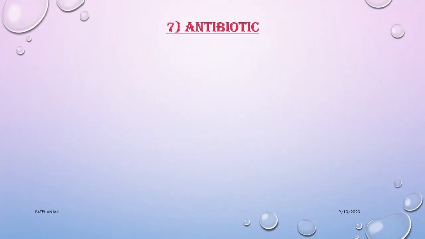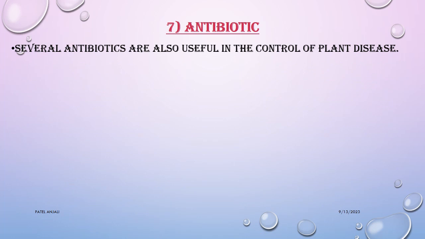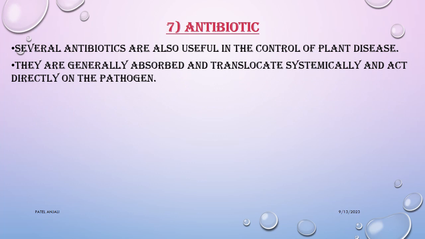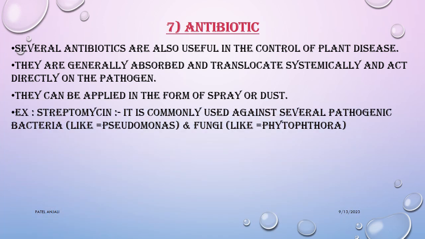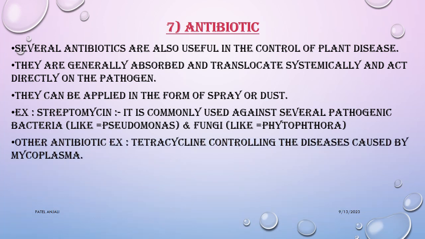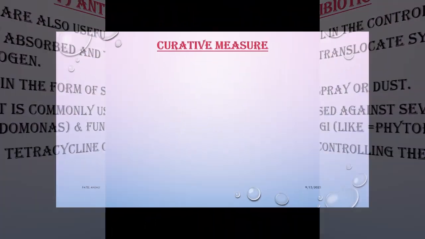Antibiotics: several antibiotics are also useful in the control of plant disease. They are generally absorbed and translocated systemically and act directly on the pathogen. They can be applied in the form of spray or dust. For example, streptomycin is commonly used against several pathogenic bacteria like Pseudomonas and Phytophthora. Another antibiotic, tetracycline, controls diseases caused by mycoplasma.